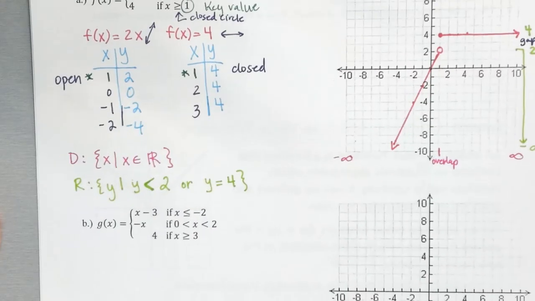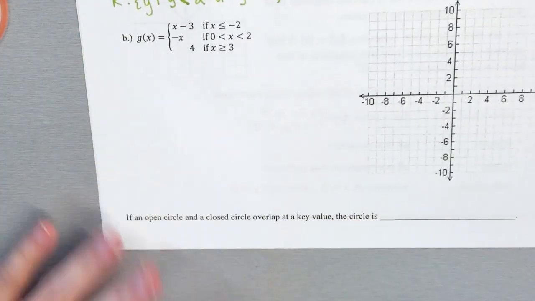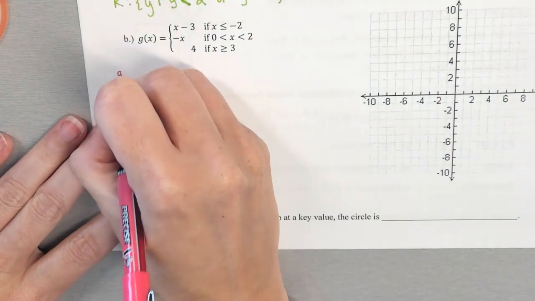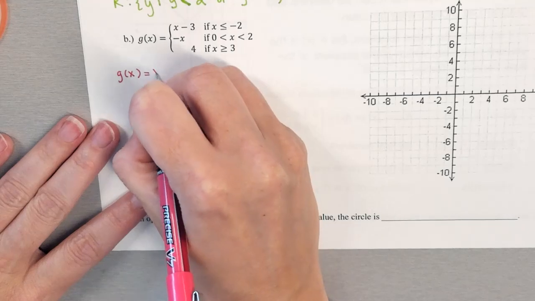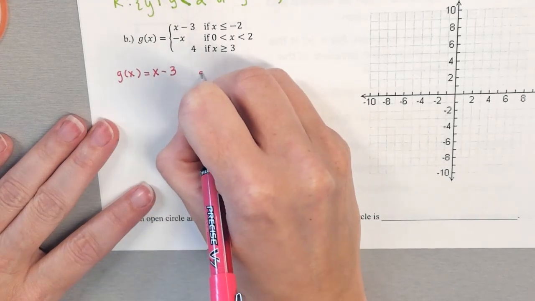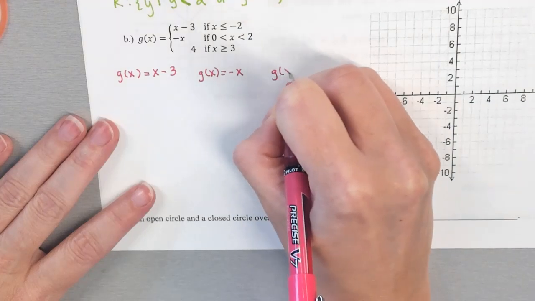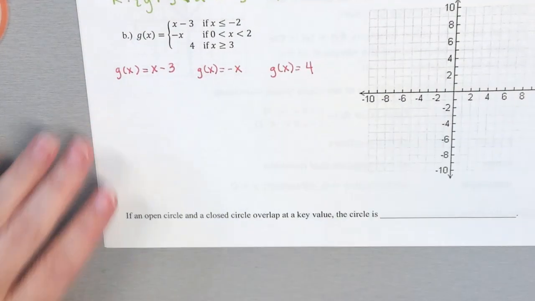All right, so with part B, we have 1, 2, 3 equations. Again, the first thing I always do is I just separate the equations. So I have g of x is x minus 3, g of x is negative x, and g of x equals 4.